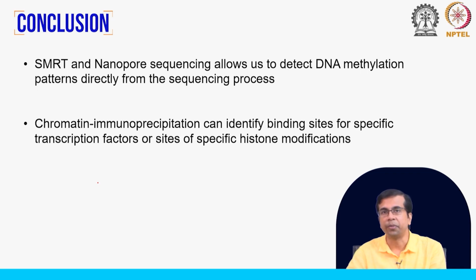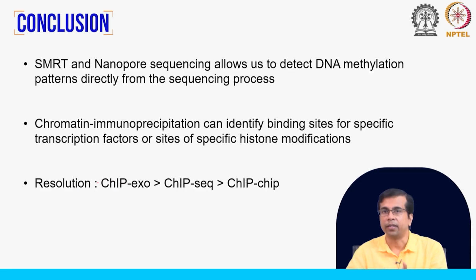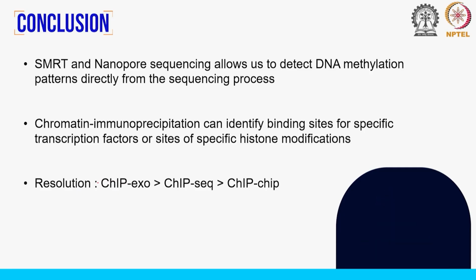We have talked about chromatin immunoprecipitation. This can identify binding sites for specific transcription factors or specific histone modifications. So, if you are working with antibody against transcription factors, we will be looking at binding sites for specific transcription factors, but we can also design antibodies against specific histone modifications, and then we also know the histone modification sites in the genome. We can apply ChIP-exo, ChIP-seq and ChIP-chip, right. So, we have talked about ChIP-exo and ChIP-seq, and if we talk about resolution, ChIP-exo has higher resolution than ChIP-seq, and ChIP-seq has higher resolution than ChIP-chip. This is something that is seen in the data across different samples.